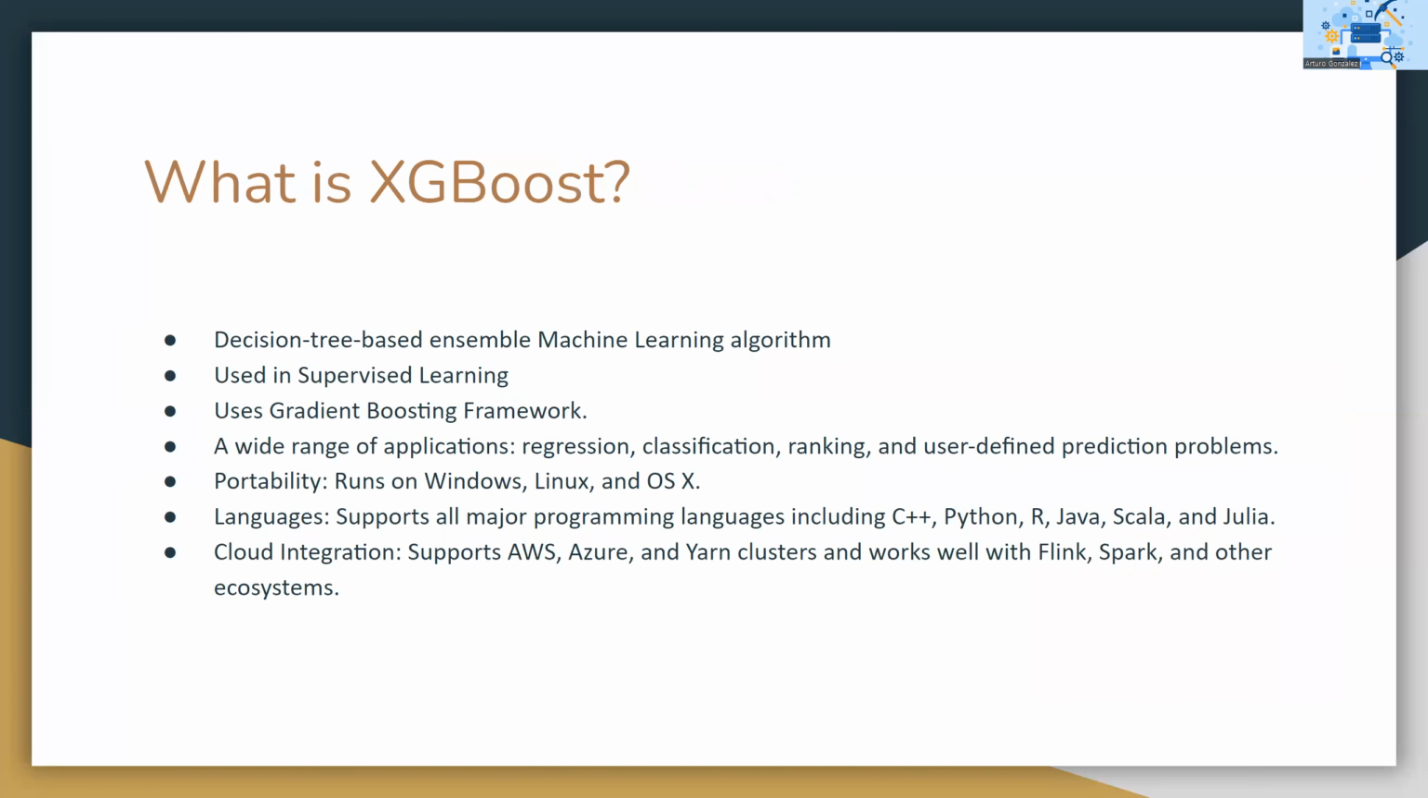So what is XGBoost? XGBoost is a decision tree ensemble machine learning algorithm. It's used in supervised learning, and it uses the gradient boosting framework. It's extreme gradient boosting, and it's used in a wide variety of applications such as regression, classification, ranking, and user-defined prediction problems. It's very portable. It's very usable. You could integrate it to the cloud. It supports many languages, so it's perfect for any organization to implement.